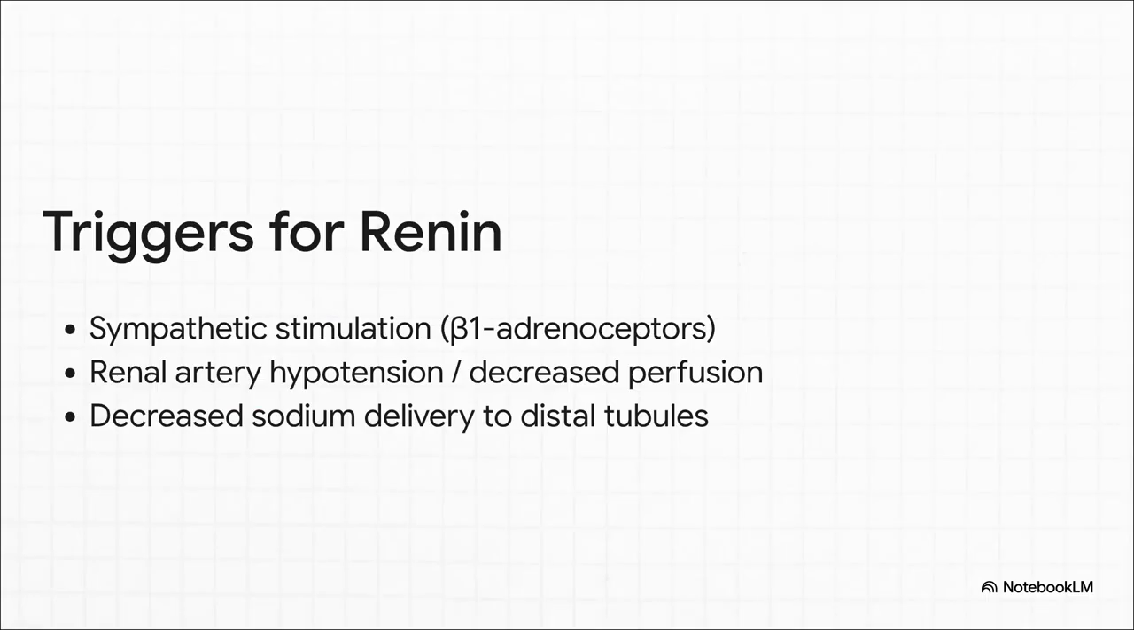So what actually kicks this whole thing off? Well, the kidney is the primary sensor. It releases renin when it detects one of 3 main triggers. First, direct sympathetic stimulation of beta-1 adrenoceptors on the kidney cells. Second, renal artery hypotension. That just means the kidney itself senses a drop in its own blood pressure or blood flow. And third, there are these specialized cells in the distal tubules that sense a decrease in sodium delivery, and they interpret that as a sign of low overall volume in the body.